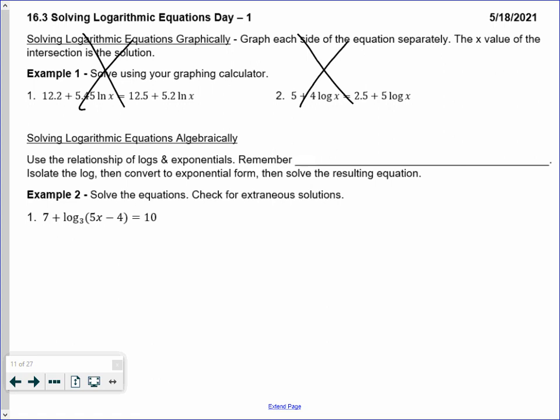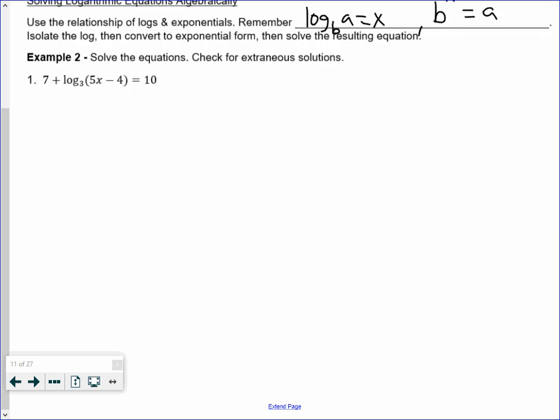So remember, log base b of a equals x is going to be the same thing as b to the x equals a. And honestly, solving these logarithmic equations is going to be very similar to solving exponentials that we just got done with in 16.2. We're just going to be solving them kind of backwards. We're going to be changing from a log to an exponential rather than an exponential to a log.